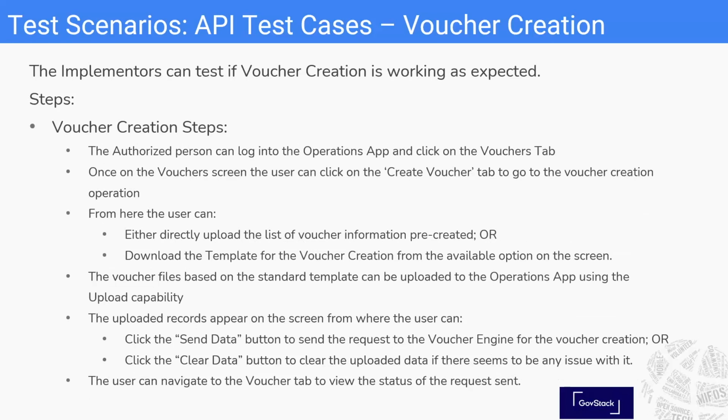The implementers can test if the voucher creation is working as expected. Either they can go in the operations app, as we demonstrated in the video, click on the vouchers tab, create the voucher, etc. Or they could do it directly via the API. I think the important thing to note here is that webhook we saw in the video.